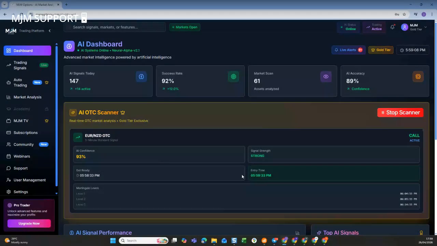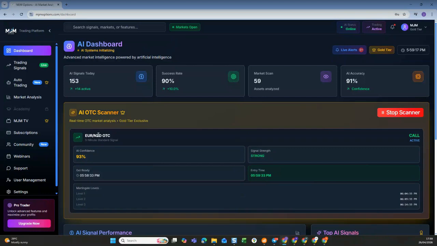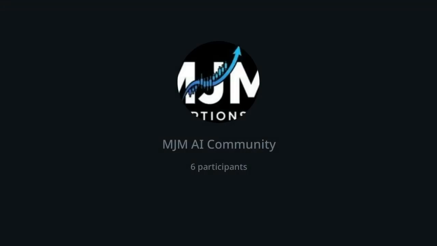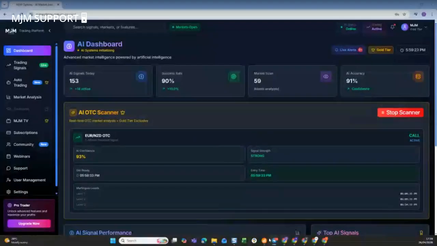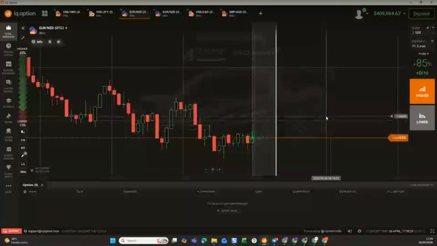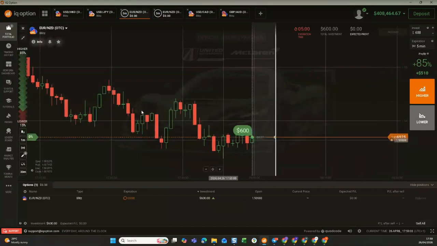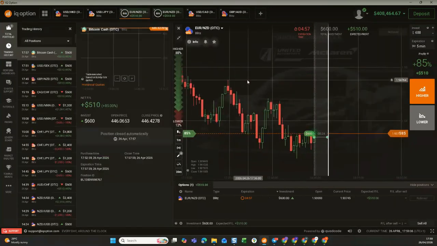What time are we buying? We're buying at 5:59, 33 seconds. So we have about 20 seconds to go to buy EURNZD OTC. Get ready to buy in 10 seconds. 5:59, 33 seconds, 28, 29, 30, 31, 32. So buy now, guys. I will do a screenshot of the previous signal also.